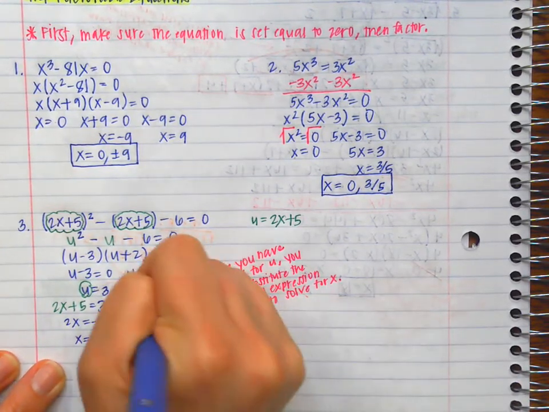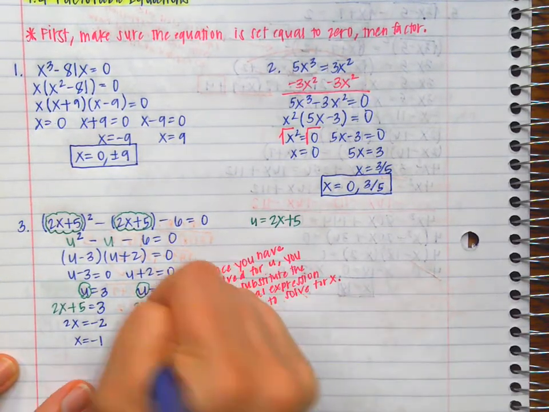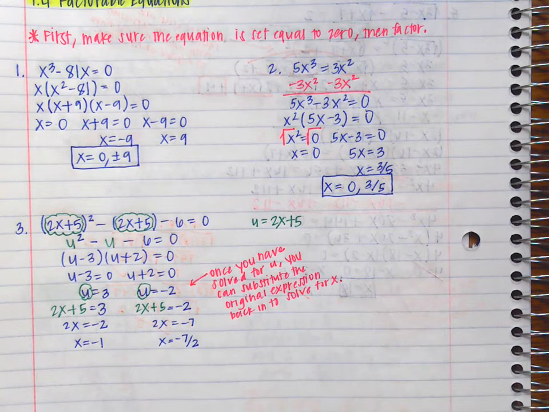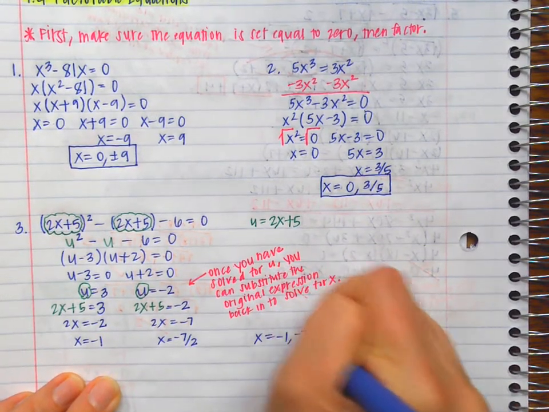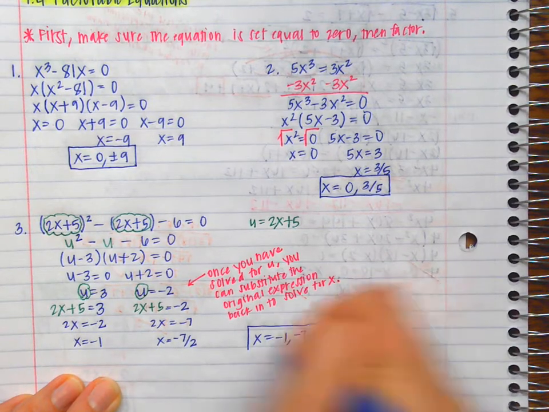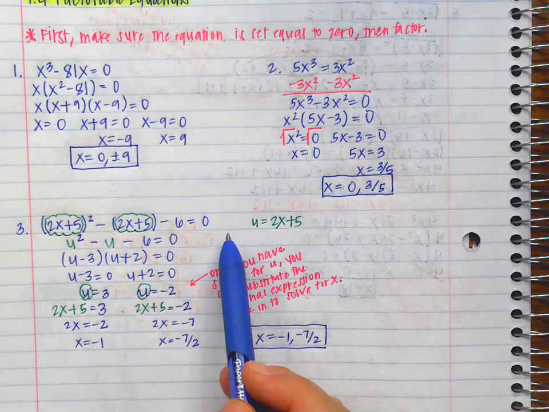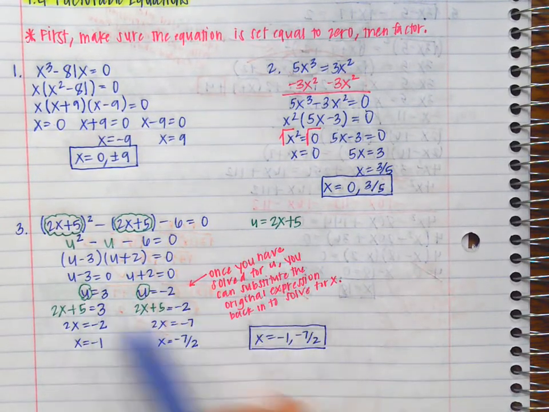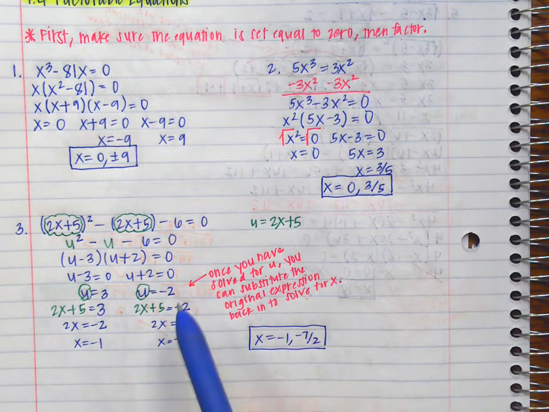Subtract 5 from both sides, and I get 2x equals -7. Divide both sides by 2, and I get x equals -7 halves. So I made 2 solutions, and that's it. That is using U substitution. So U substitution just allows us to take a complicated problem and make it a little bit easier. And then it becomes an easy problem. It's a linear equation at the end.